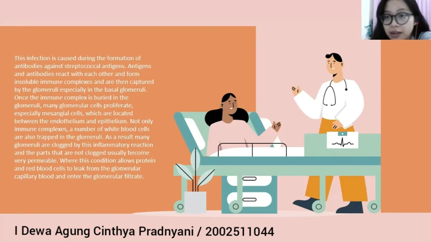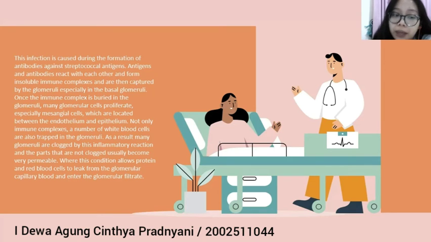Next, this infection is caused by the formation of antibodies against streptococcal antigens. Antigens and antibodies react with each other and form insoluble immune complexes, which are then captured by the glomeruli, especially in the basal glomeruli. Once the immune complexes are buried in the glomeruli, many glomerular cells proliferate, especially mesangial cells, which are located between the endothelium and epithelium.